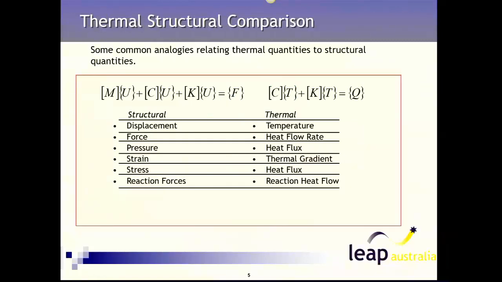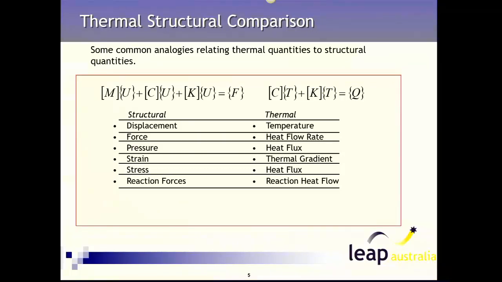Okay, so if we draw the analogy between the two equations, for a thermal analysis there's no equivalent of mass per se. In terms of damping, for a thermal analysis that's like a heat capacity, because it's basically storing heat energy. If you equate the different quantities, displacement is temperature, force is heat flow, and pressure, like a force per unit area, is a heat flux. The things that you get out, strain and stress, are thermal gradients and heat flux. And when we look at reactions from a thermal analysis, we're basically looking at reaction heat flows.